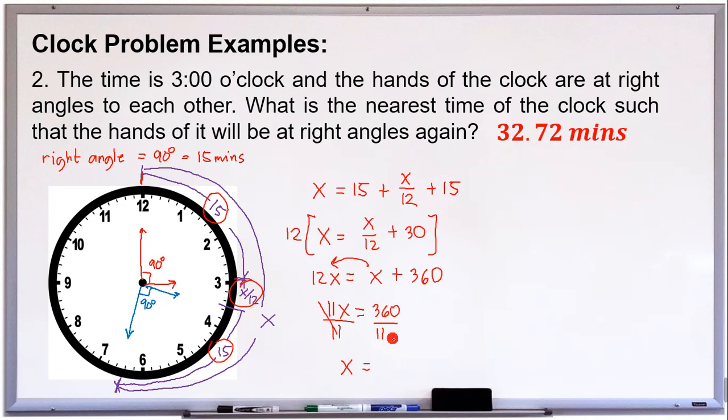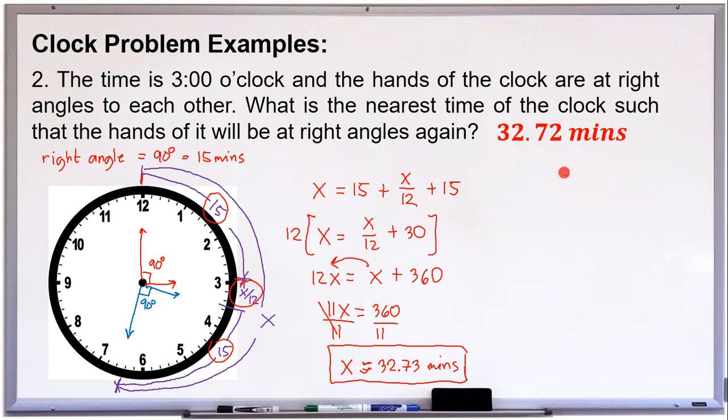So 360 divided by 11 would be approximately equal to 32.73 minutes. Okay, and this one is very close to our answer right here, which is 32.72 minutes. Okay, so this is how you're going to solve this problem using the long method.